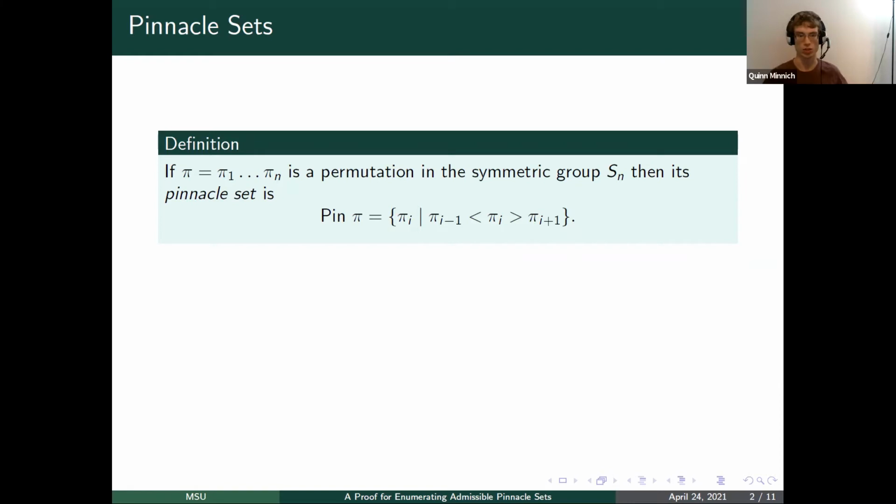If you have a permutation of the numbers 1 through n, then a pinnacle value is simply any value of that permutation which is larger than the values on either side of it. And if you take all such values together, that gives you the pinnacle set.